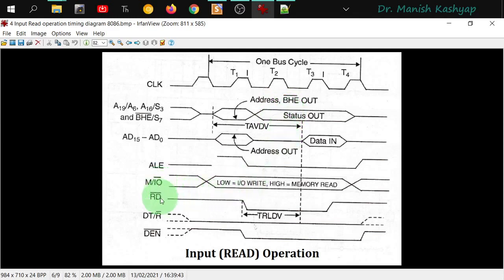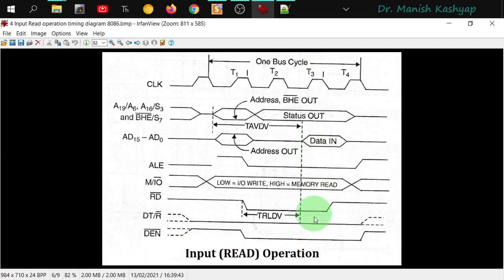Then this memory read signal, you can see that this read signal has been lowered in this T2 cycle, so that we will be able to know that we have to read something from the memory. And this DEN signal is also lowered in this T2, so that the transceiver has been activated. Now this DEN makes sense to us because after lowering this, the transceiver has been activated.